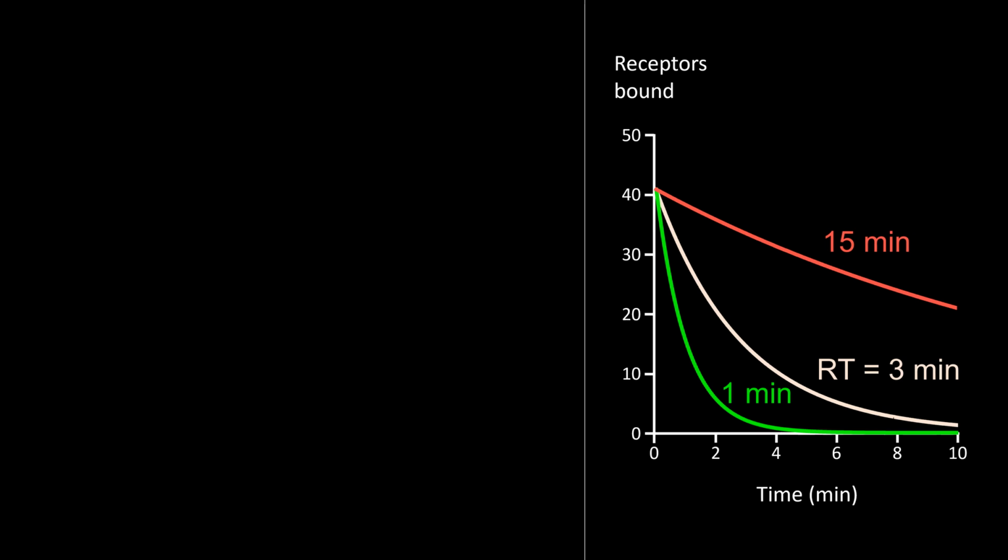Now from this curve we can quantify the residence time. We fit the data to an equation, and this gives us the fitted value of K-off, from which we calculate the residence time. Here the residence time is 3 minutes. Now the residence time can vary. Different ligands can have quite different residence times. Here's a dissociation curve for a shorter residence time of 1 minute in green here. And here's what the data look like for a compound with a longer residence time of 15 minutes.